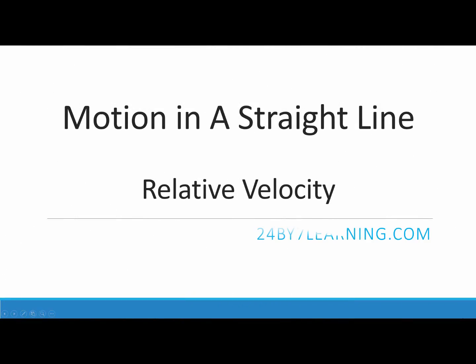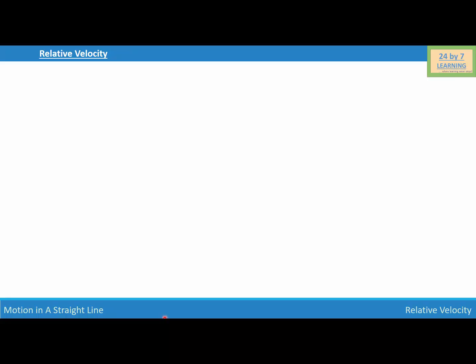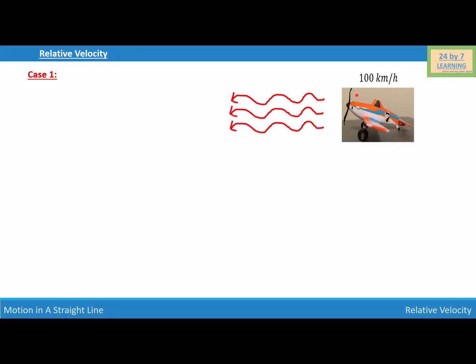Hi there. In this video, we are going to talk about the relative velocity. So let's begin. In order to explain the relative velocity, I'm going to consider two cases. My first case is I have an aircraft that is moving with a speed of 100 km per hour. And let's suppose that the wind is also blowing in the same direction at a speed of 25 km per hour.